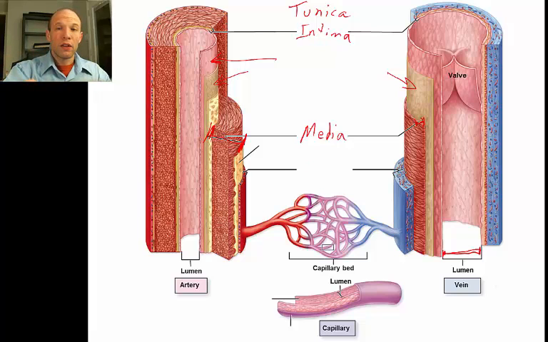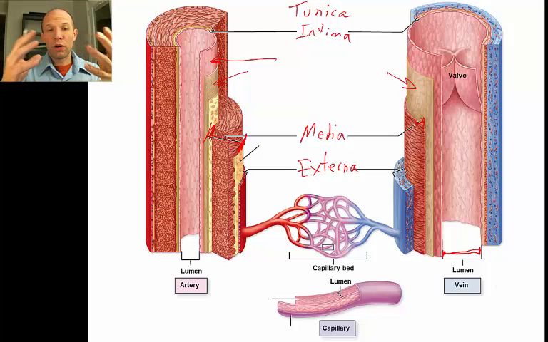The final one is the tunica externa. The tunica externa is external, the most superficial of the layers, the outermost layer of this blood vessel. We're again going to have some connective tissue, and some simple squamous epithelial tissue in those layers.